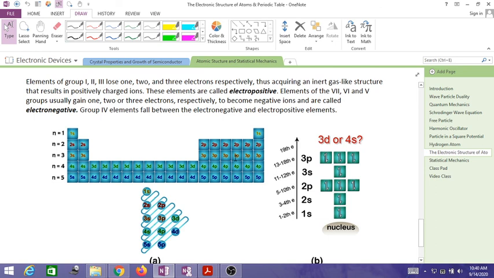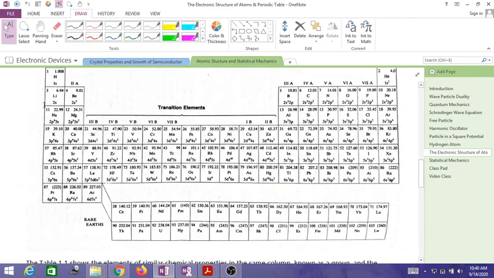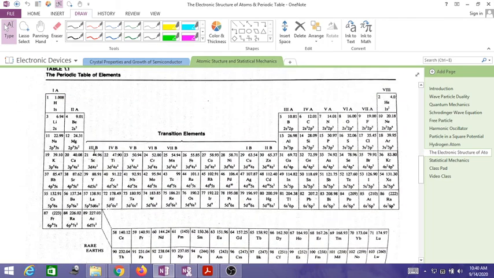Before winding up, I want to highlight that the elements in groups 1, 2 and 3, if they lose 1, 2 or 3 electrons, become like an inert gas, and we call these electropositive ions. This becomes a positively charged ion, so we call it electropositive. Likewise, for groups 5, 6 and 7, if they gain 1, 2 or 3 electrons, they become negative ions, so we call them electronegative.